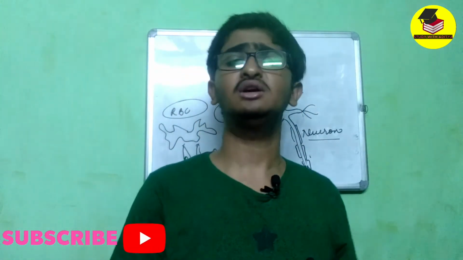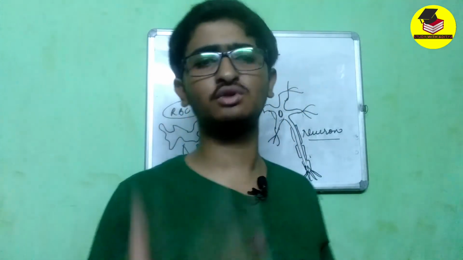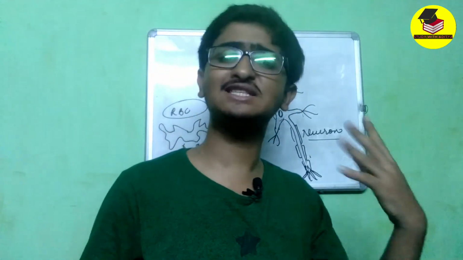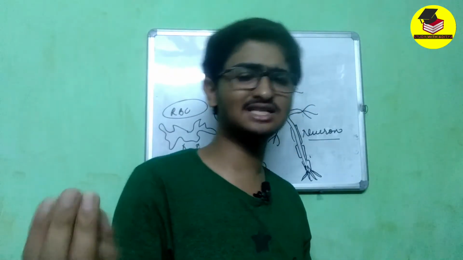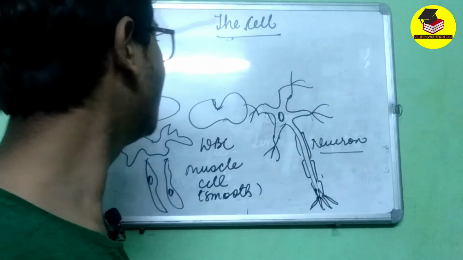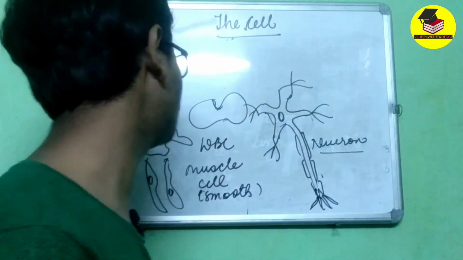So therefore, after you have completed a generalized view of the cell, you should now focus on specific cell study. It is important to know about some specific cells. RBC, that is the red blood cell. It is found in our blood, which we'll study most probably in our next chapter.